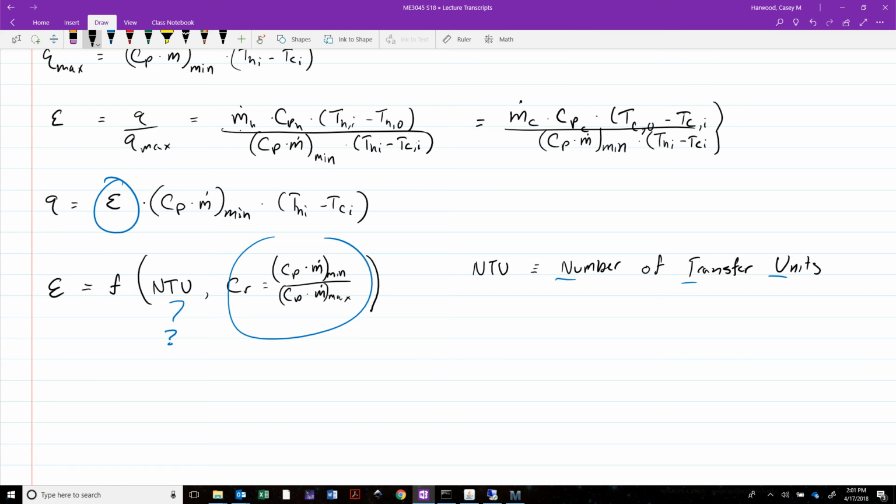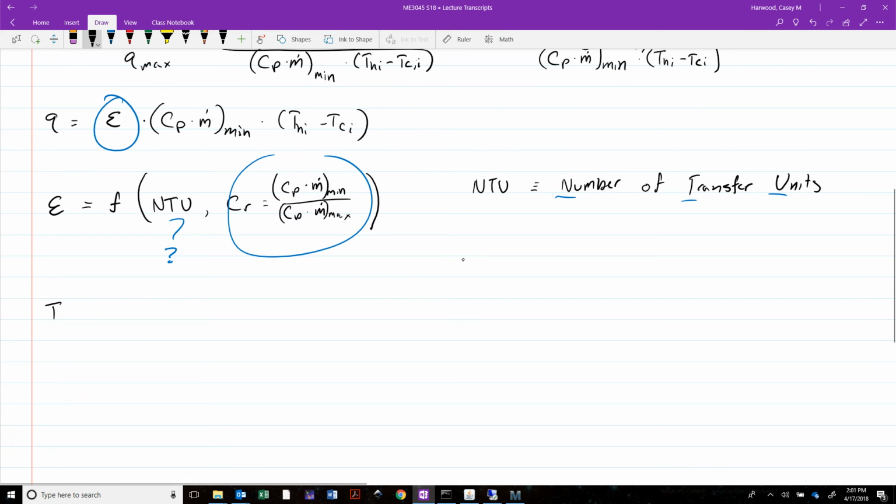All right. So if we know C sub r, this ratio of minimum to maximum Cp times m dot products, then the rest comes down to finding the correct equation that allows us to go between epsilon and NTU. So given one, we can calculate the other.